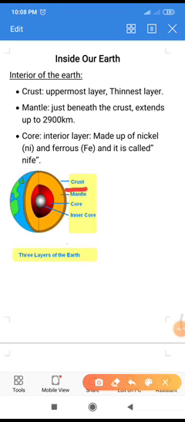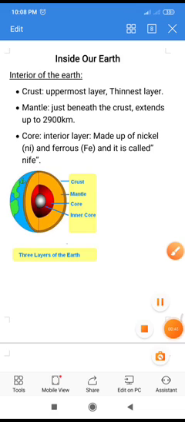See in the picture. It is the thinnest of all the layers. It is about 35 kilometers on the continental masses and 5 kilometers on the ocean floors. That means the thickness of the crust is 35 kilometers from the surface and 5 kilometers from the ocean floors.